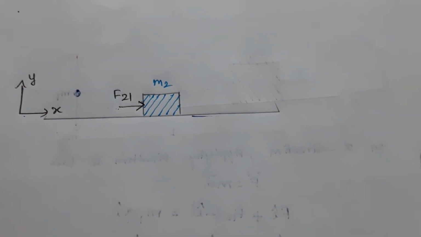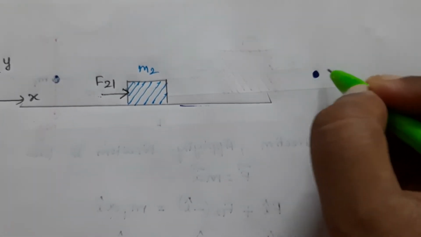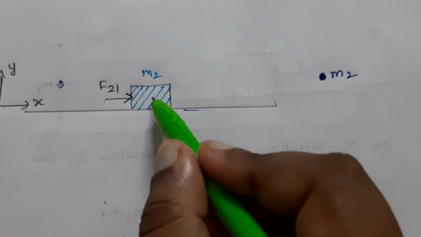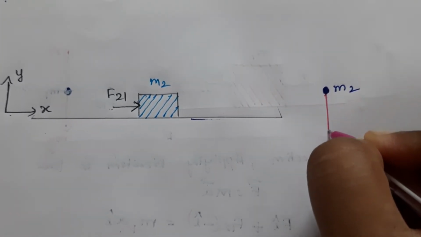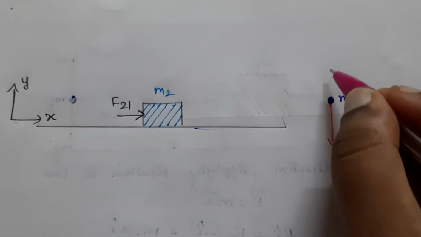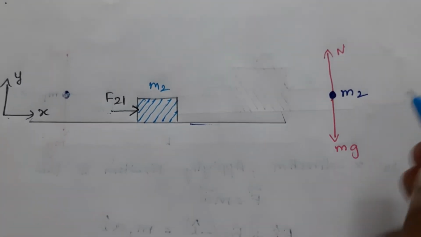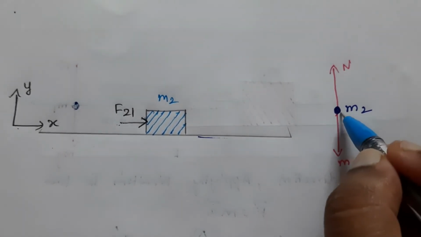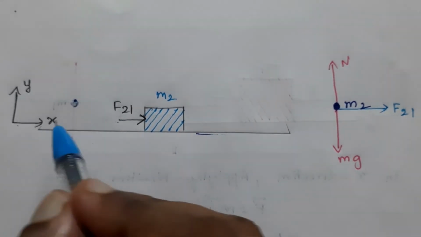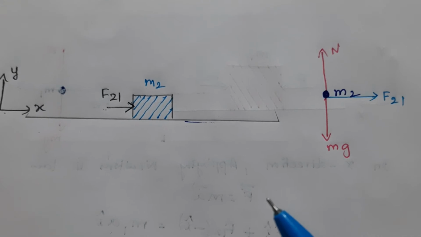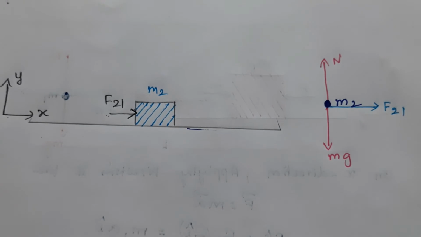Now we can go for drawing the free body diagram. I am putting here m2. This point mass is m2. Here also the downward force and the normal force will act. So I am going to draw the downward force as mg and the normal force as N. And in the x direction only one force is acting, in the positive x direction, that is F21. There is no force in the negative x direction. So this is the free body diagram for mass m2.